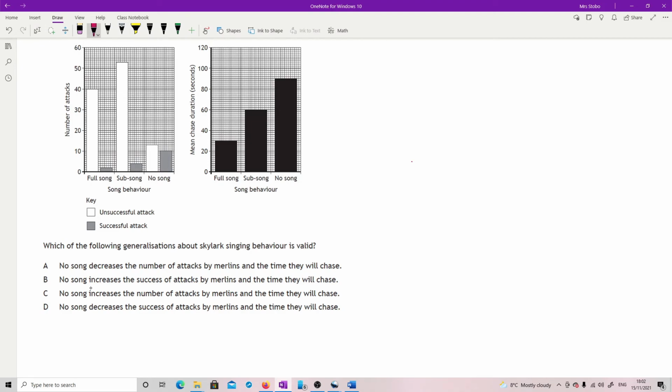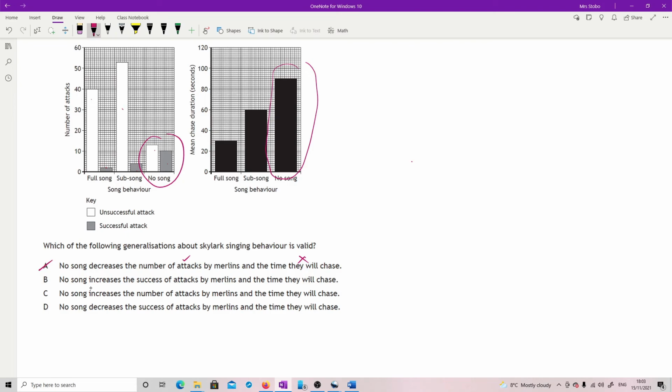Option A: no song decreases the number of attacks by merlin and the time they will chase. So here is my no song. Decreases the number of attacks. Well, here's our full song, there's our sub song, there's our no song. In total, I would say that we have a decreased attack. Yes, decreased number of attacks. And the time they will chase. Here is the chase time for no song. Well, that's not true. They're chasing them for quite some time, so it's not A.